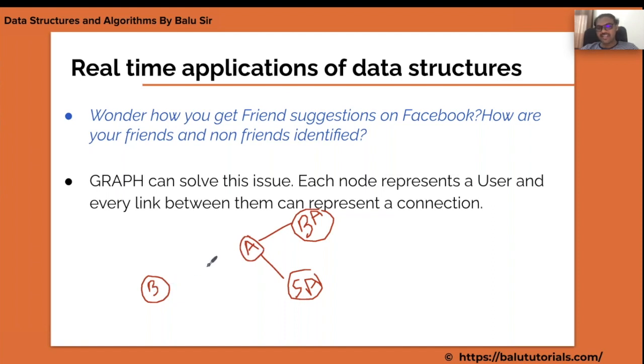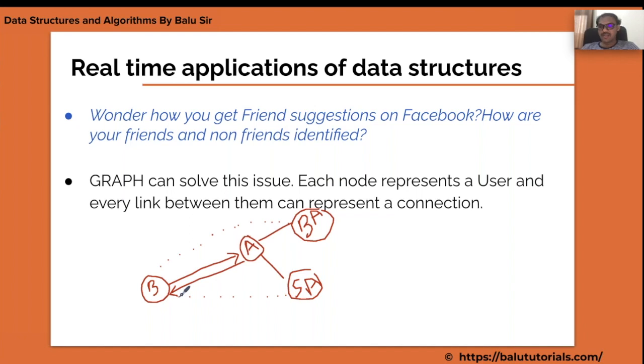So when B sends the request to A, and A responds to B, then what will happen? B will identify that there are these two people possible to connect, because B and A were connected, and A and these two were connected. So these two people are not connected. So you will get a suggestion from these two people because they are not connected. This is a graph structure which is used by Facebook.